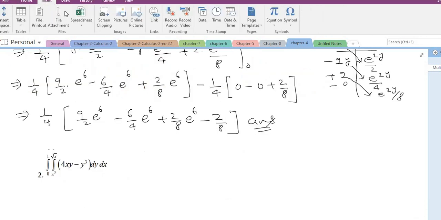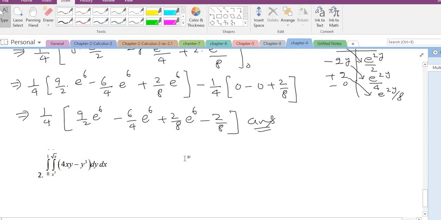Now I'm picking another example from the exercise. This is the double integral with limits 0 to 1, x power 3 to square root of x, of 4xy minus y cube dy dx. See that, the limit is given as a function of x, so we need to integrate first with respect to y, and second with respect to x.